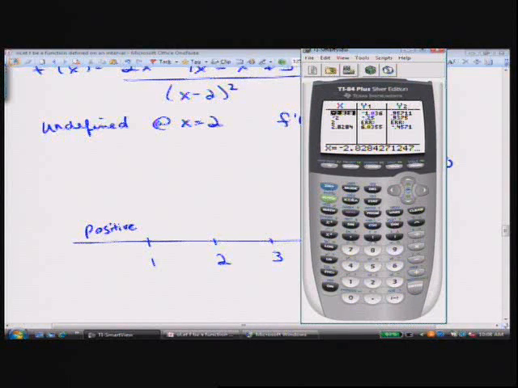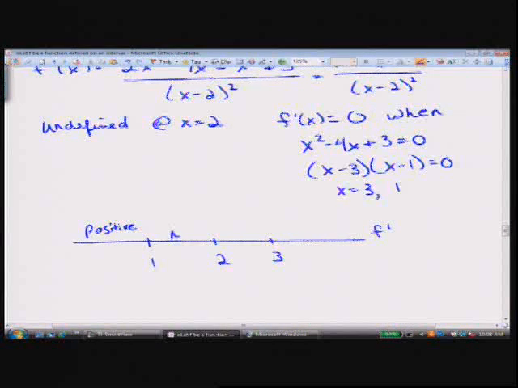I tried 0, and I was going to try 1.5, and then I'll try 2.5 and 4. Now, which am I looking at, y1 or y2? Good, because y2 is my derivative. So I got 0.75, which was positive. Then from 1 to 2, I get negative, and then from 2 to 3, I get negative, and then I get positive. Okay, so this is negative, negative, and positive.